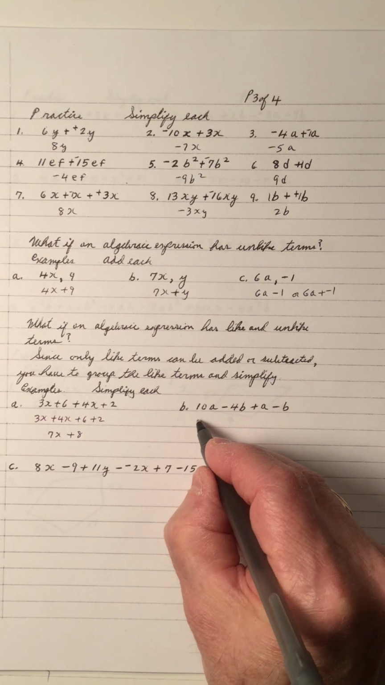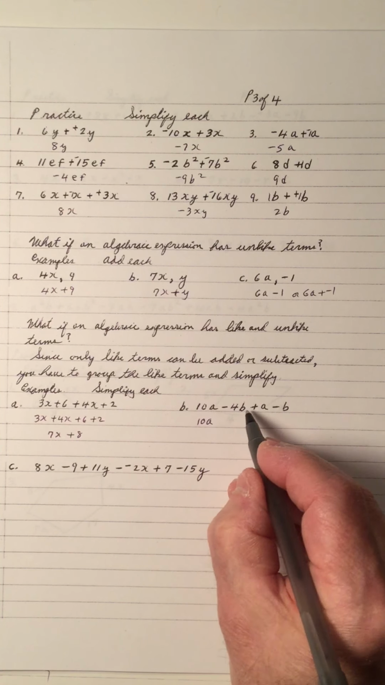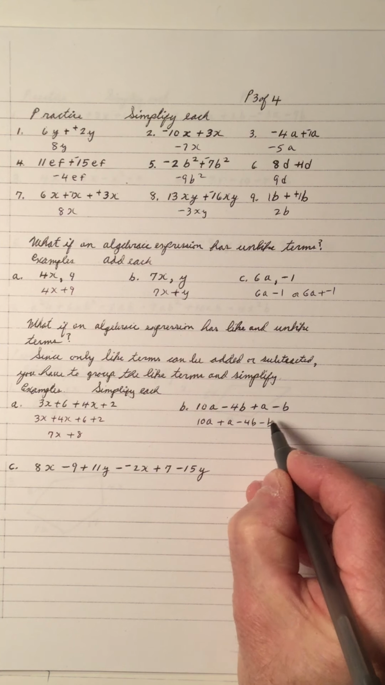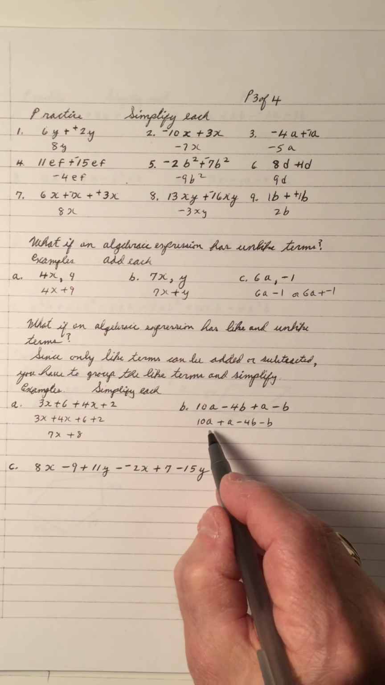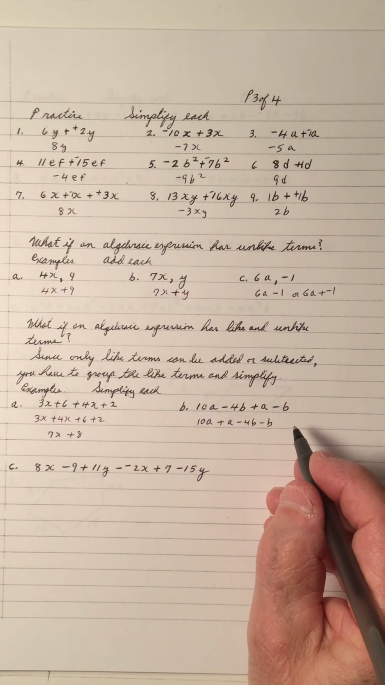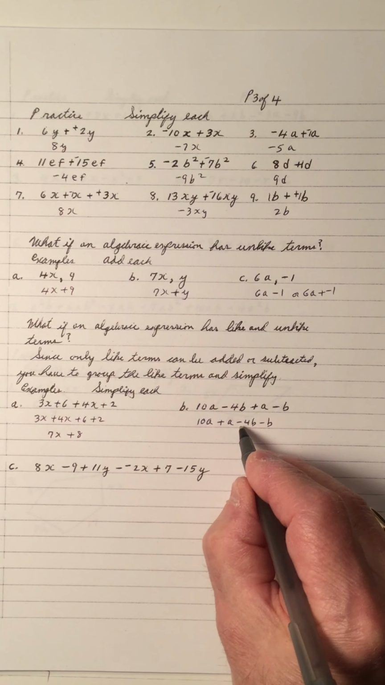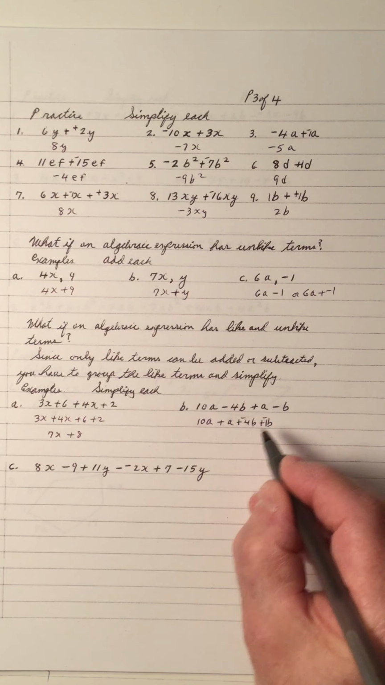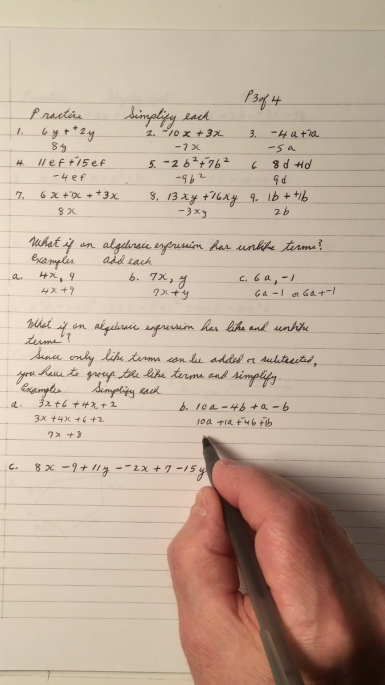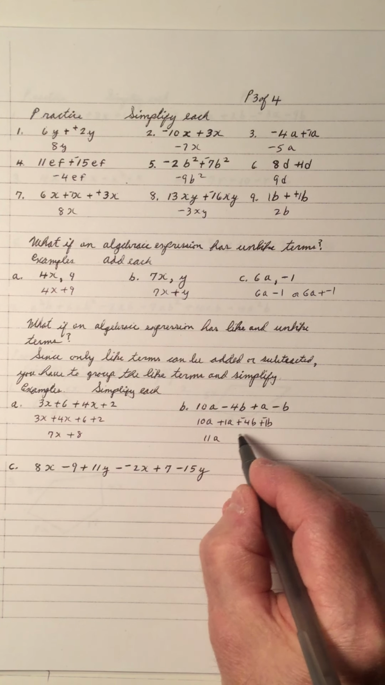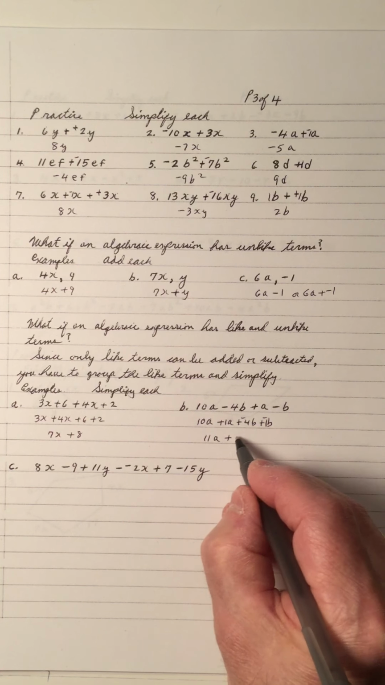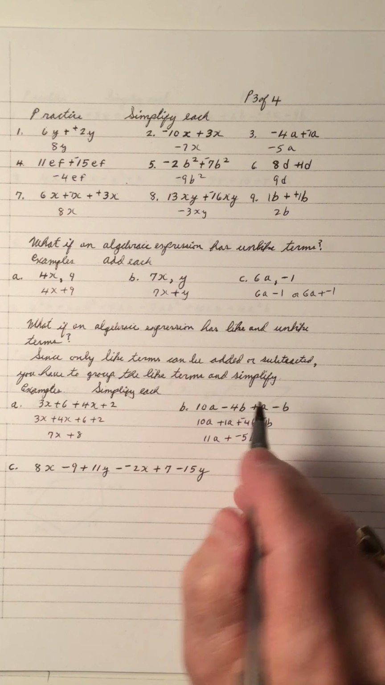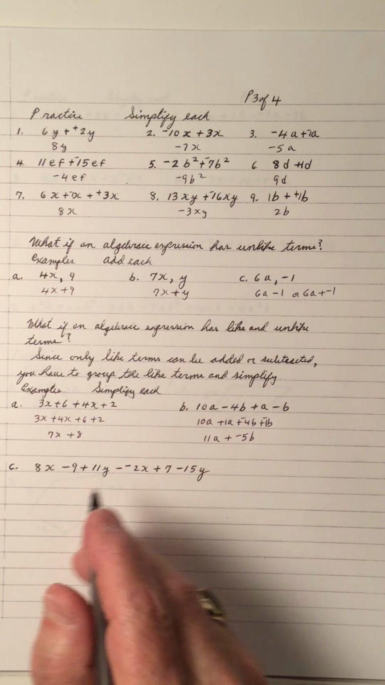You group your like terms: 10a plus a, minus 4b, subtract b. So I group my like terms. A's go with A's, B's with B's, and I don't change the signs. Notice out here I have a negative 4, so that's plus a negative if you want. And that's a 1, so that's plus a negative. So 10 plus 1 is 11a. And add on, and I got a negative 5b. Group your terms, but as you move them, don't change your sign.